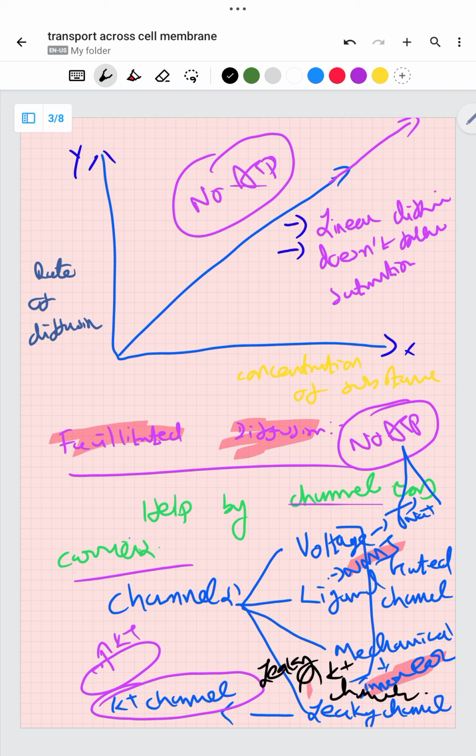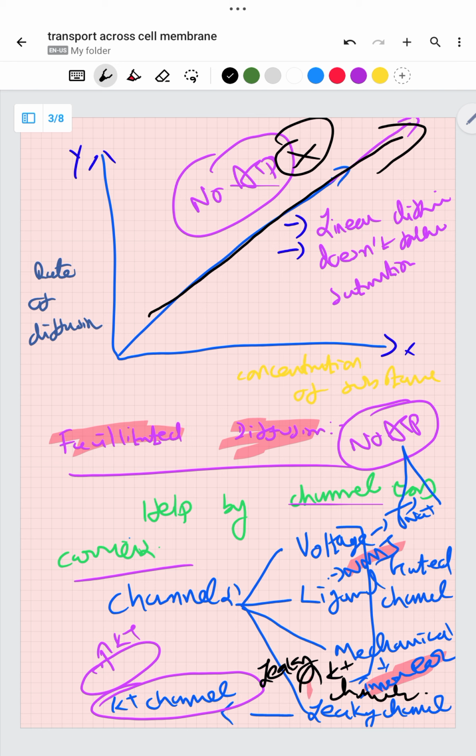Here இங்க பாருங்க, இந்த graph x axis concentration of the substance, y axis வந்து rate of diffusion. Here we don't require ATP. இந்த type of the transport வந்து linear diffusion. How much high lipid soluble substance இருக்கோ அந்த அளவு வந்து transport ஆகும். That's why it is called linear diffusion. Then we are going to see about facilitated diffusion.